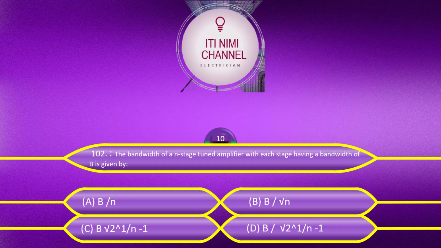The bandwidth of an n-stage tuned amplifier with each stage having a bandwidth of B is given by option A, B by N, option B, B by root N, option C, B into square root of 2 raised to 1 by N minus 1, option D, B divided by square root 2 raised to 1 by N minus 1. The answer is option B, B into option C, B into square root 2 raised to 1 by N minus 1.